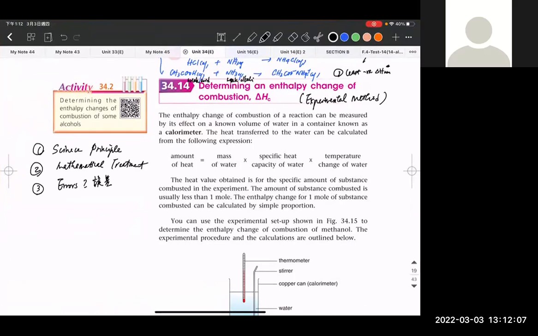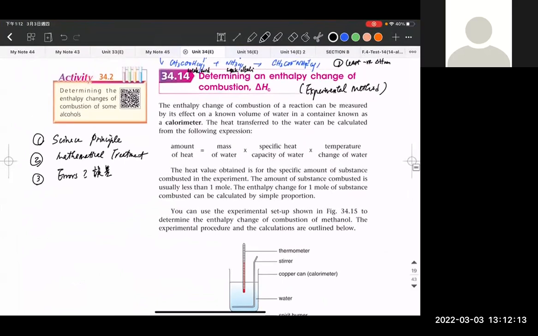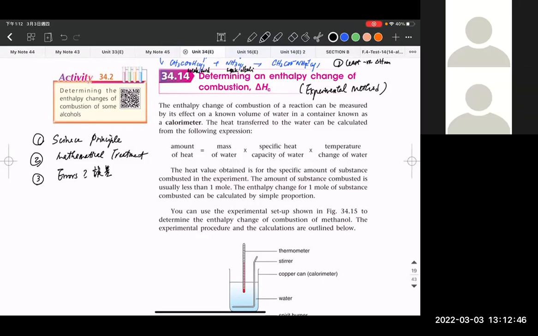So what is the science principle of this experiment? What are the mathematical treatments that you are having? And tell me something about the area. First of all, what is the science principle behind? How will you know the delta H of combustion, Shanoka? The conservation of energy. Conservation of energy. Please elaborate more.